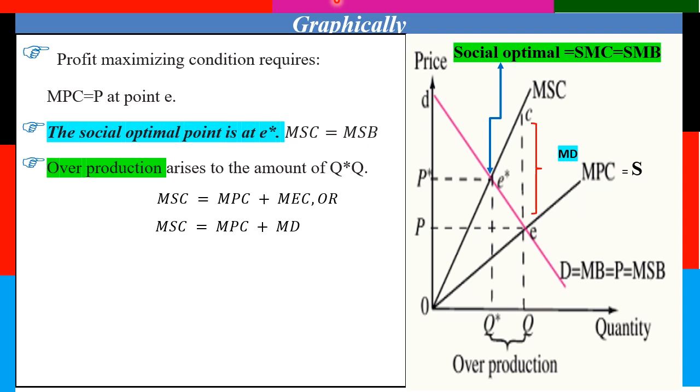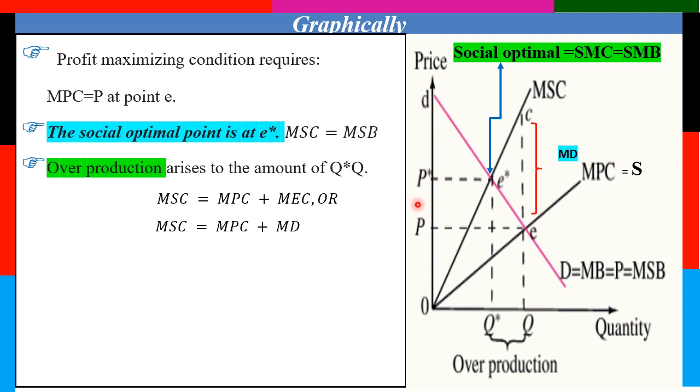Graphically, you can express the externality and the efficiency just like this one. Under the negative externality, profit maximizing condition requires what? Marginal private cost is equal to price at point E. This is the graph.